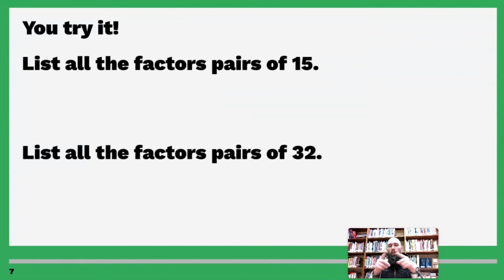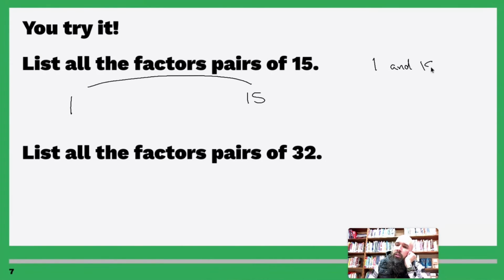So you try it. List out all your factors and make your rainbows and see what happens. List all the factor pairs of 15, which we did before, and all the factor pairs of 32, which we didn't do yet, and see what happens. Go. All right. All the factor pairs of 15. Let's pretend like we didn't do 15 yet. 1 times 15 is 15. So that's a factor pair, 1 and 15.